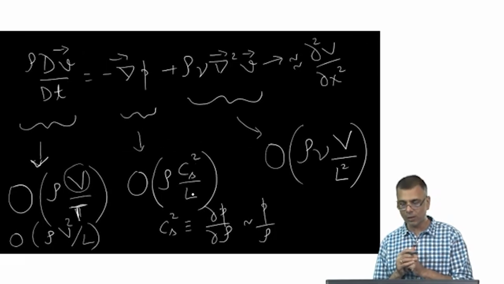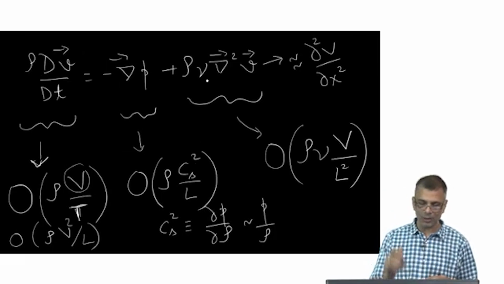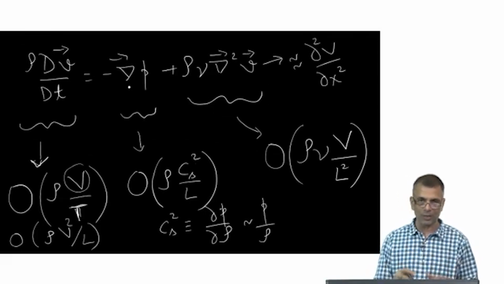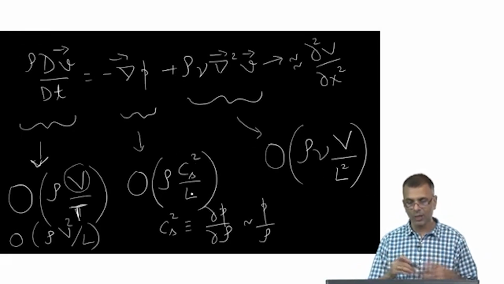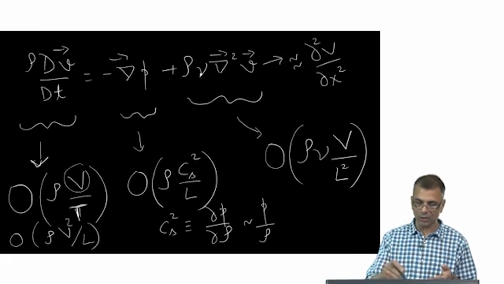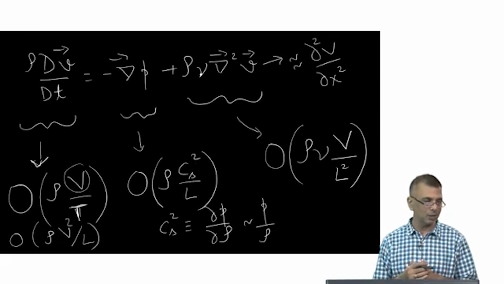Now we are in a situation to say, well, if I claim that this term is smaller than this term, or this term is smaller than that term, then all I need to do is essentially divide this by this, for instance, to compare the magnitude of this term to this term. And this gives rise to the concept of dimensionless numbers.